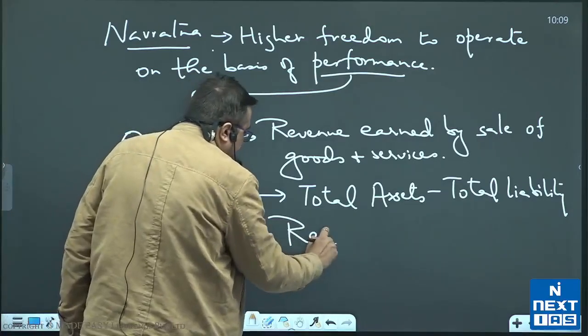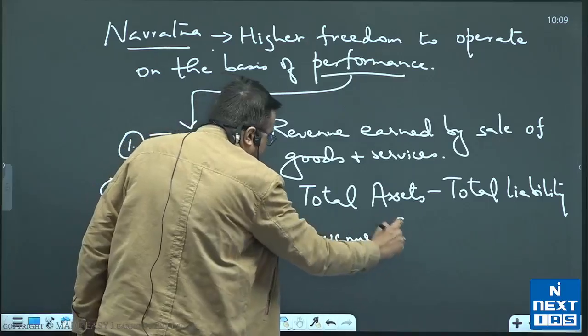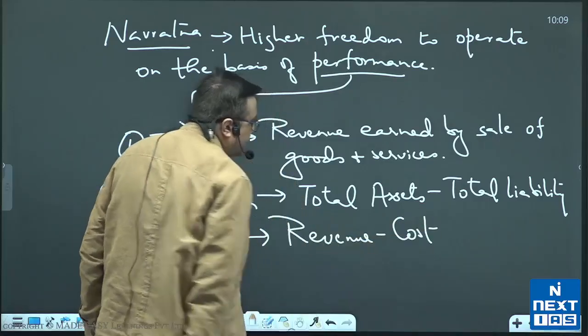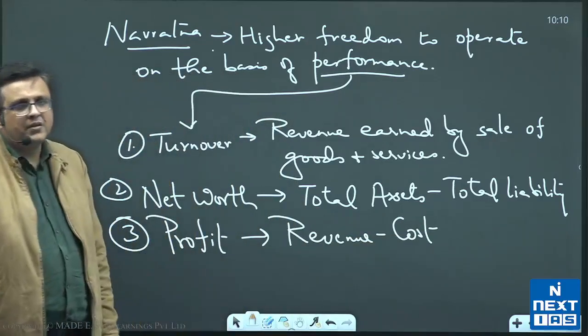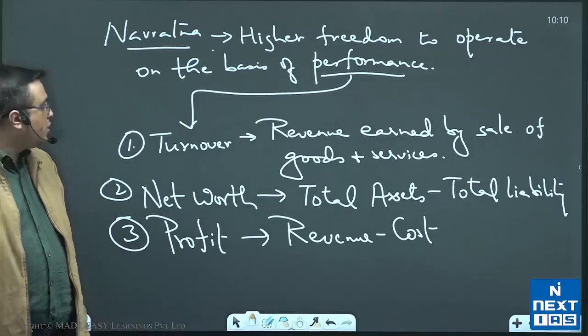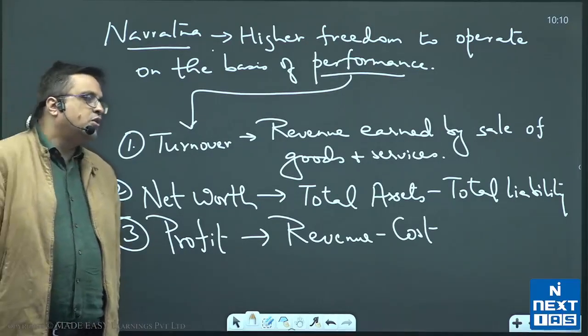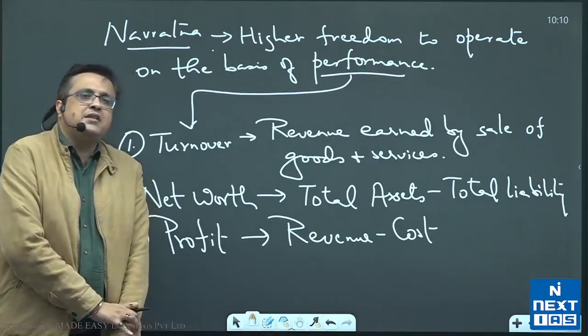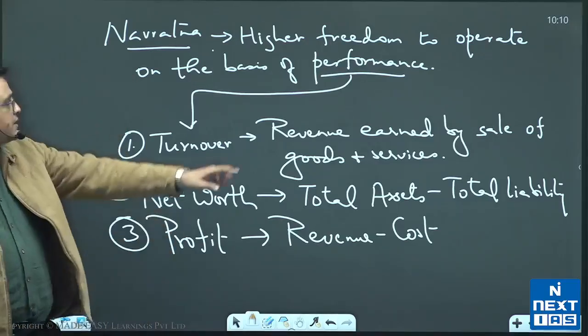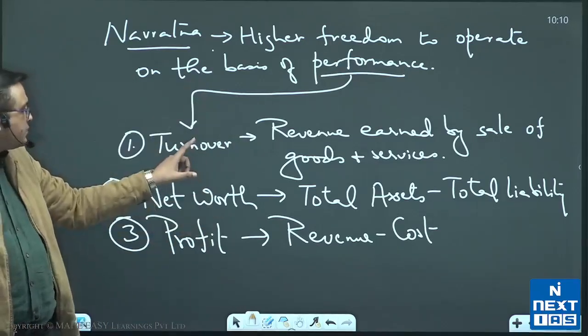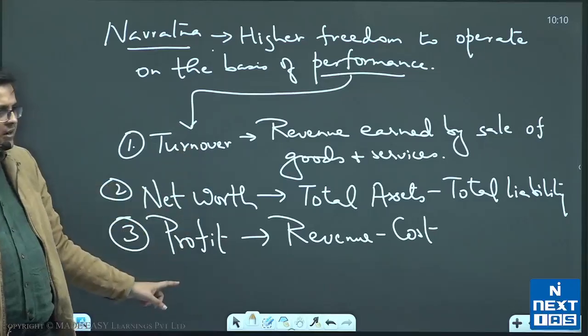And the third thing is profit. Profit is the revenue earned, जो पैसा आपने कमाया, minus cost incurred, जो खर्चे आपने किए. So revenue minus cost is profit. So it was decided in 1997 that we will be creating Navratnas on the basis of turnover, net worth and profit.